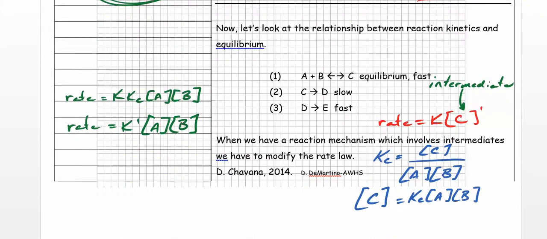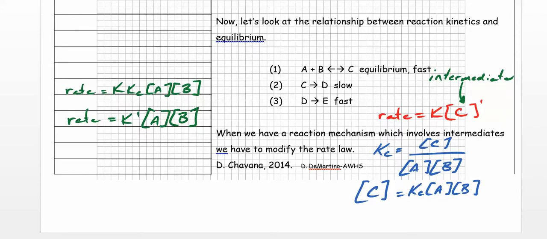What we want to do now is look at the relationship between equilibrium and kinetics. So let's take a look at this particular mechanism. It's a three-step mechanism where A and B form C. That's the equilibrium step that goes back and forth, and it's fast, by the way. The next step is the slow step, and the third step is D converted to E. Again, that is a fast step.